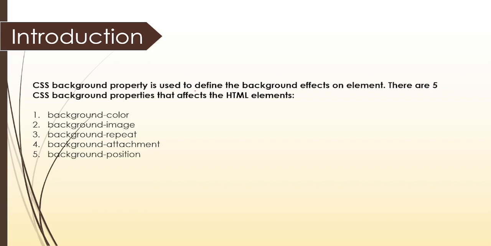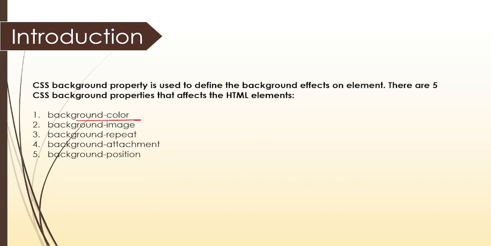CSS background property is used to define the background effects on the elements, and there are basically 5 background properties that you can use with HTML elements. First property is background color, background image, background repeat, background attachment, and then background position. All these are very important and very interesting types. We will discuss everything practically as well. As this is an introductory video, we will discuss its theory one by one.